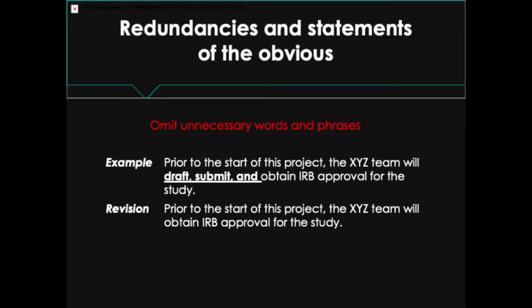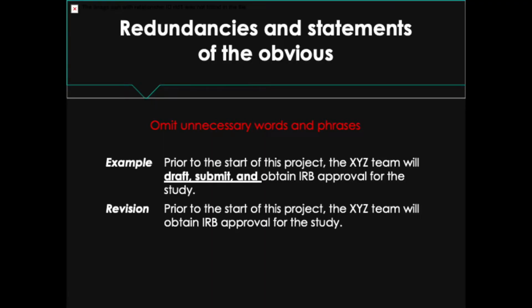Another example of statements of the obvious would be something like this, where there are unnecessary words or phrases. Prior to the start of this project, the XYZ team will draft, submit, and obtain IRB approval for the study. Well, before you get IRB approval, of course, you have to draft the application and you have to submit the application. It's not necessary to say that you're going to draft and submit the application. You just need to say you're going to obtain IRB approval. So you can completely take out those 3 words.